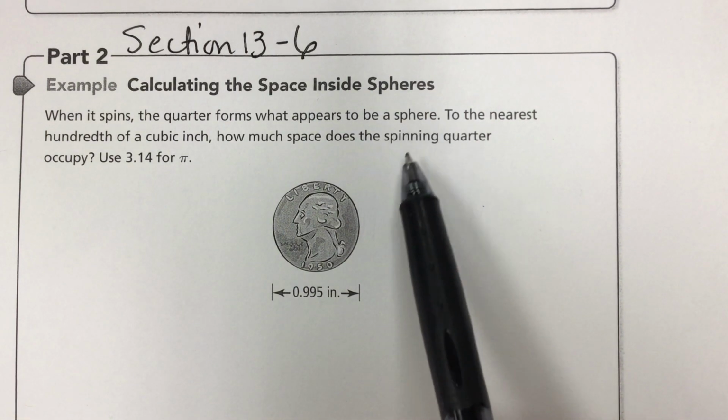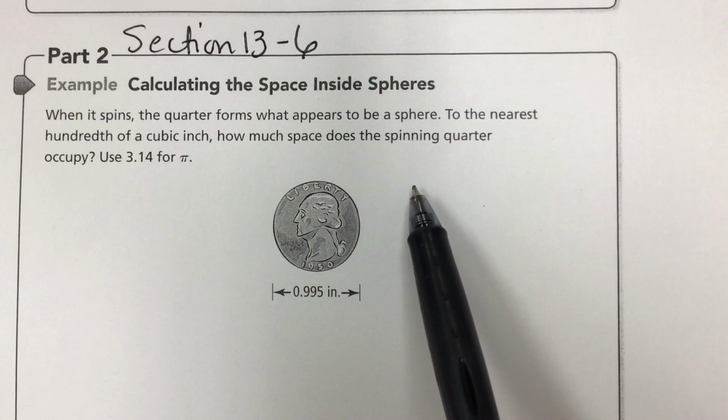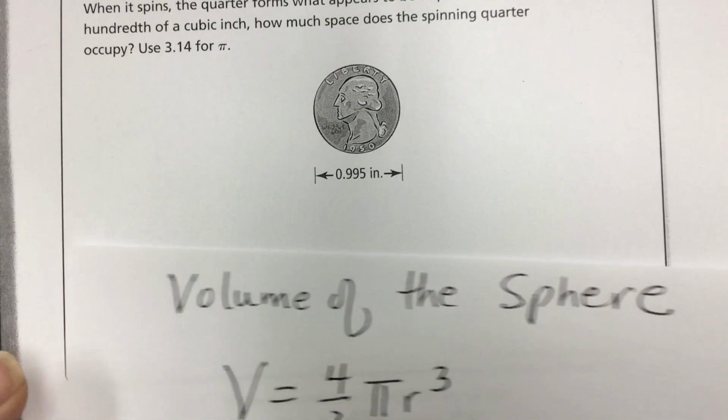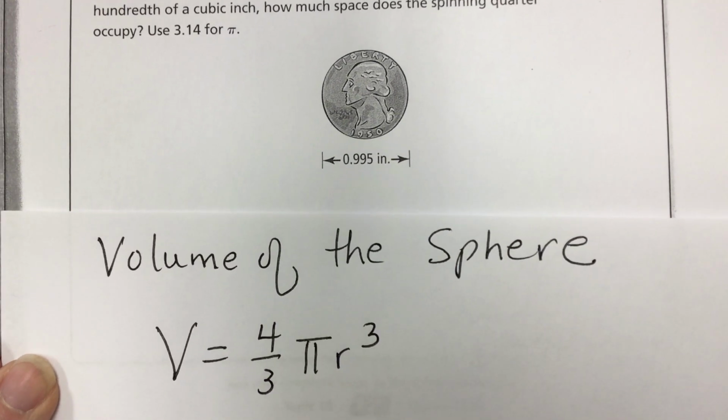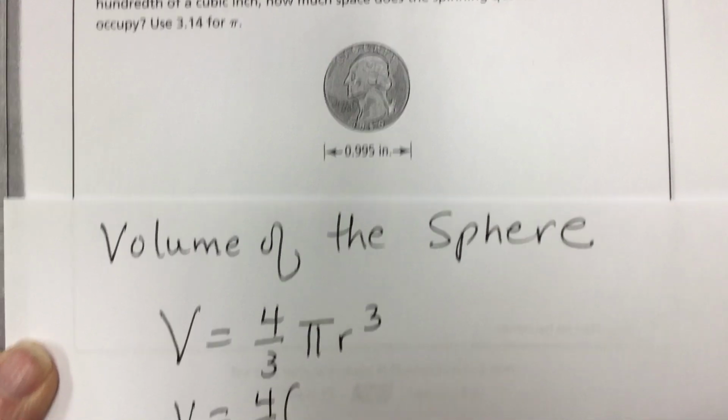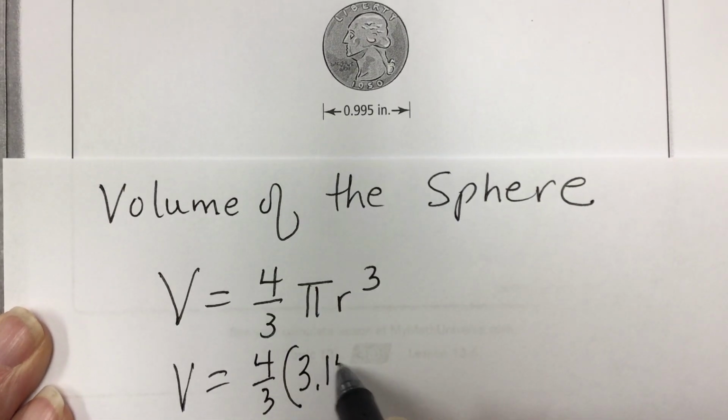So we're talking about the inside of the sphere. When you're talking about the inside, you're talking about volume. So the volume of a sphere formula is what I will use. Now I'll be using pi is 3.14, so I'll replace pi with 3.14.